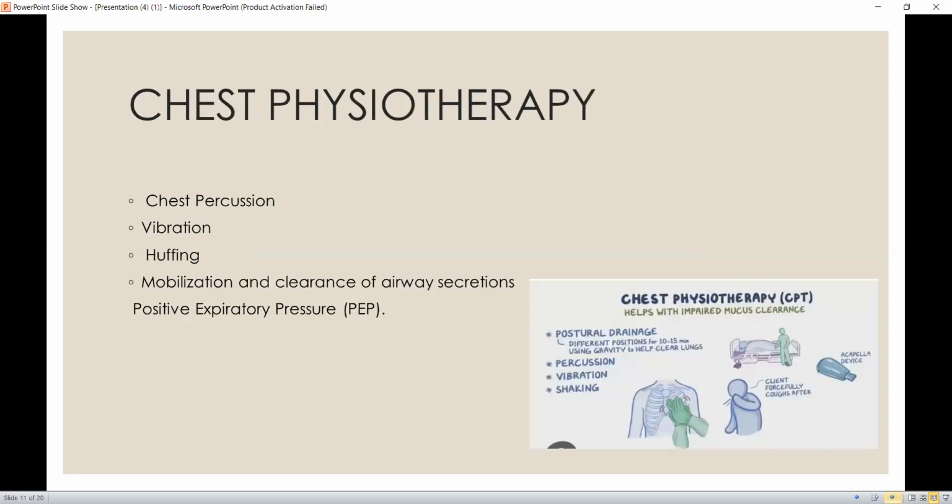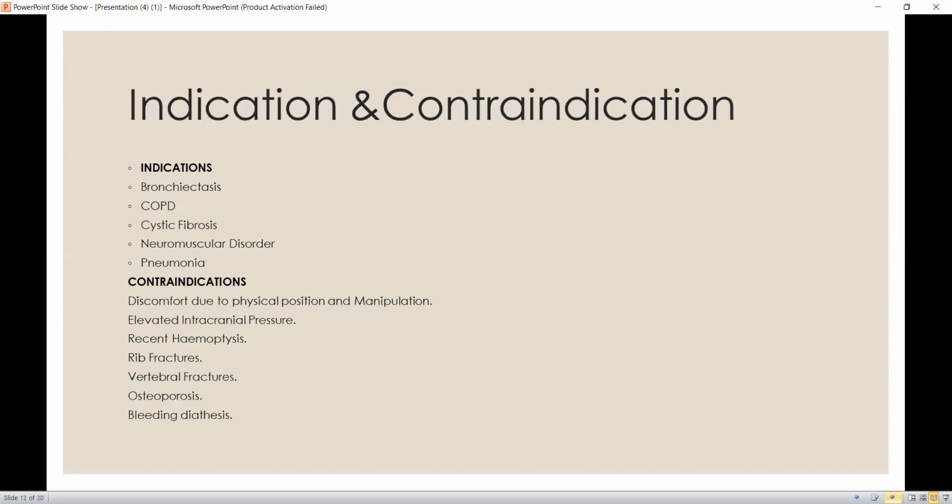Chest physiotherapy is done by the respiratory therapist or physiotherapist to clear or unplug the mucus, which is not cleared by the person itself, by cupping. It consists of the following techniques, which include chest percussion, vibration, huffing, and positive expiratory pressure.